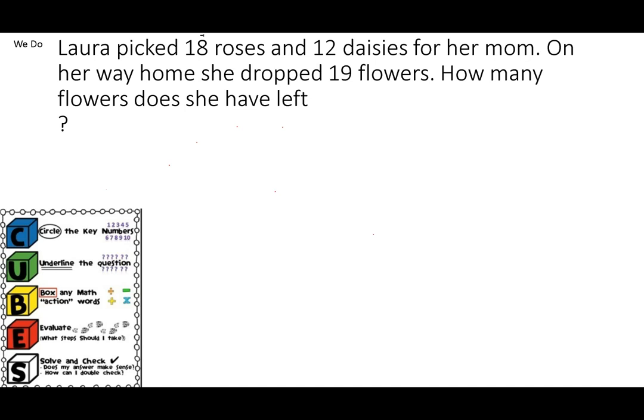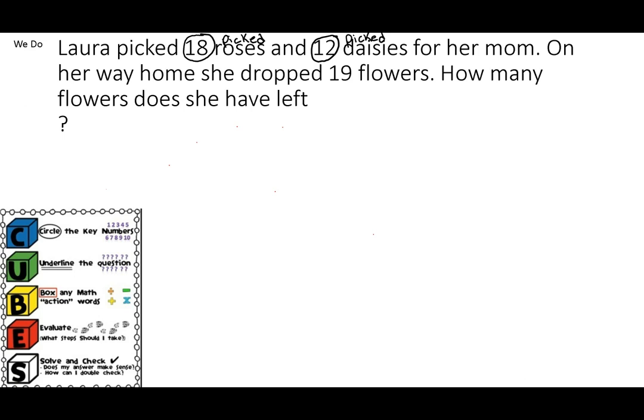The first key number I see is the number 18. And this stands for the number of roses that she picked. So I'm going to write picked right up here because we want to combine like terms in a minute. Does anybody see another key number? Great job. 12 is another key number. And this is also flowers that she picked.